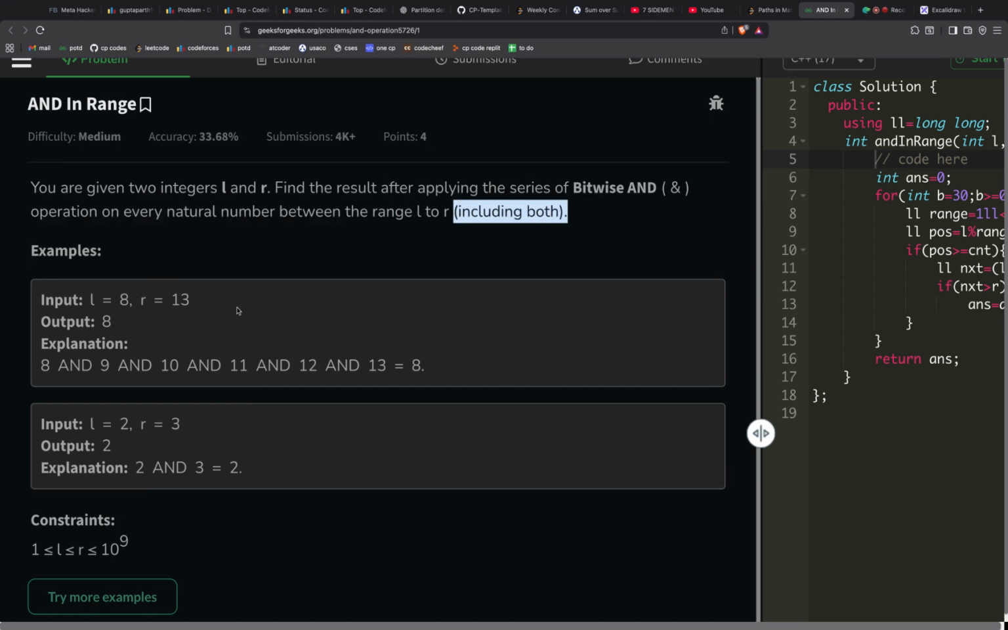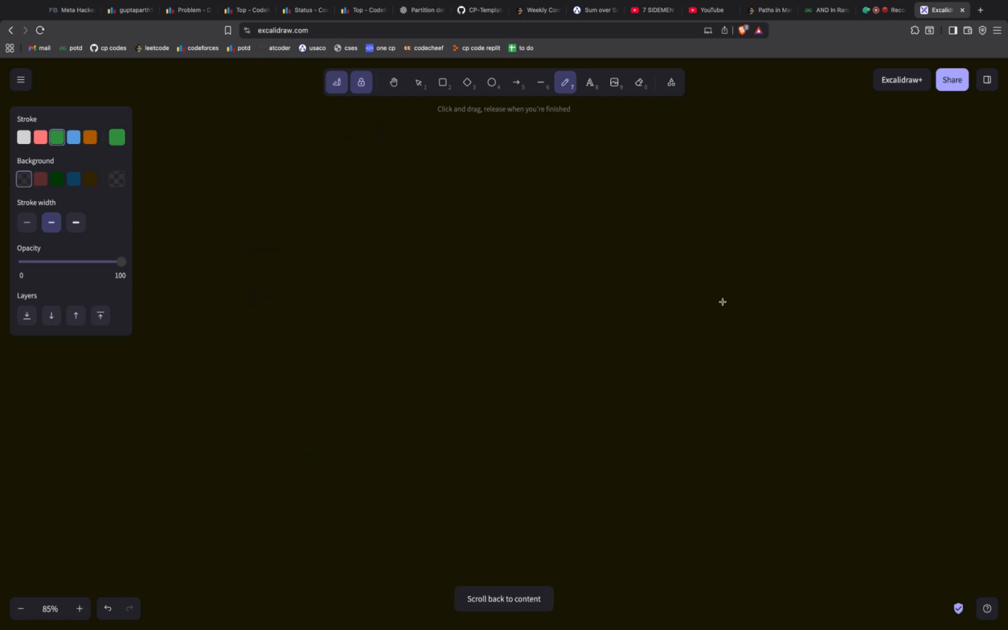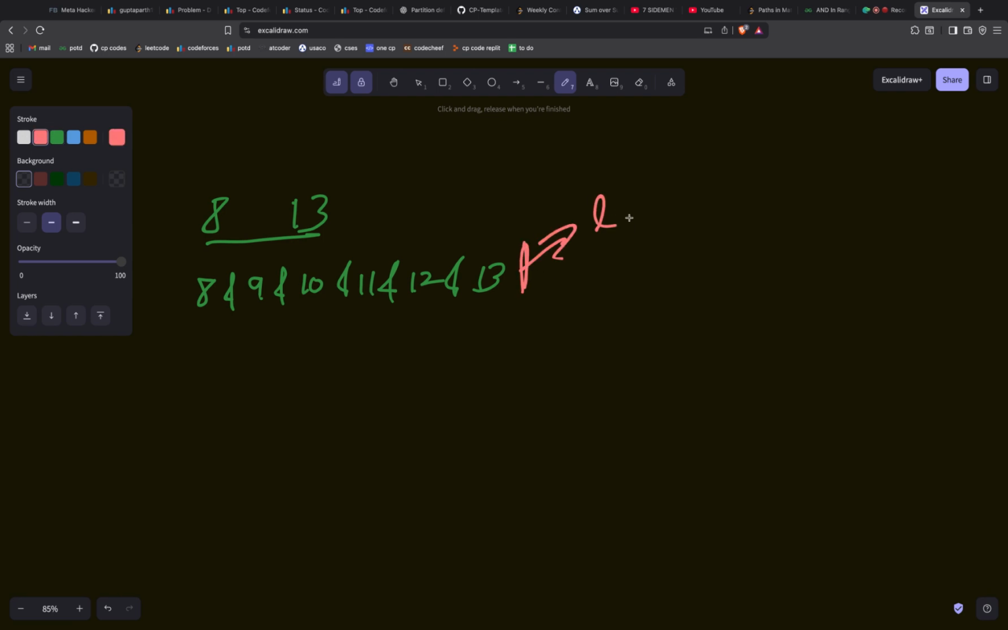So what the question says is, let's say the first test case, L is 8 and R is 13. So we'll need to find the AND of all the integers that are in between L to R, both included. So that is 8 and 9 and 10 and 11 and 12 and 13. So yeah, looks pretty simple. How you can do this is just do an AND operation for all the integers from L, L plus 1, to R, right? This is how you will do it.